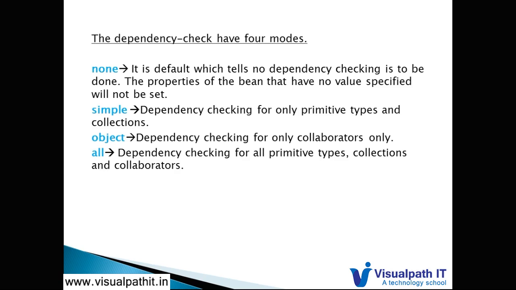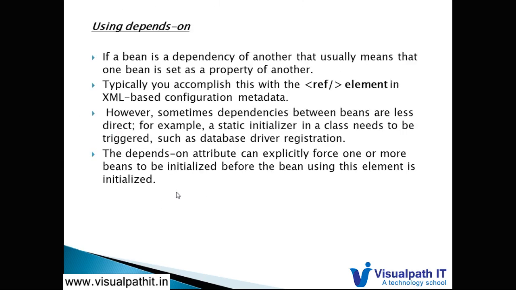Simple means only simple types, primitive types and collections. For those only, dependency check will be done. Object means only for collaborators. Next, all means for all kinds of properties, for all kinds of types like the primitive types, simple types, collections and collaborators. For all the data types, dependency checking will be done.